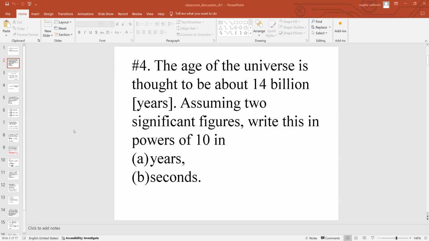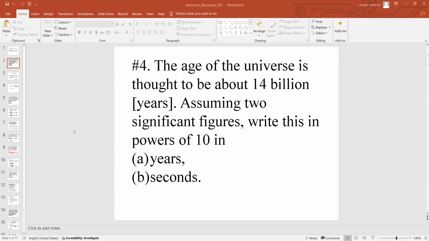First problem, the age of the universe is about 14 billion years. By the way, this is a scientific fact, 13.8. If you want to be more specific, we just haven't found any galaxies older than that. Maybe we'll find something later and we'll update that number. But as of today, it is about 14 billion years. And we have to write this number in powers of 10 for years and seconds.